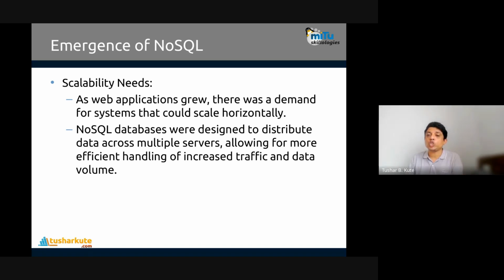Next, scalability needs. As web applications grew, there was a demand for systems that could scale horizontally. So horizontal scaling means I want to extend the number of columns, let's say individual entries I'm extending, maybe increasing or decreasing, whatever. So NoSQL databases were designed to distribute data across multiple servers, allowing more efficient handling of increased traffic and data volume.